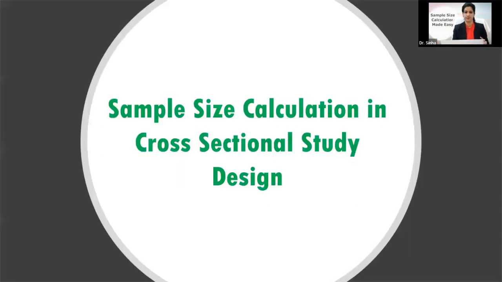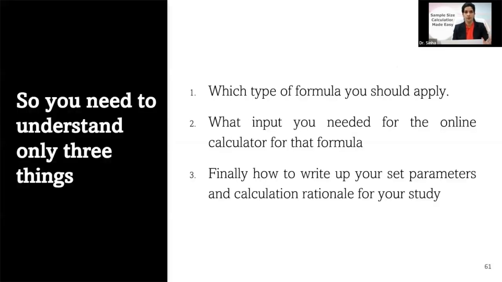Up to you. So now, we have seen all the 6 steps. Now we'll see the sample size calculation in the cross-sectional study design. Before we go to demonstrate, the first and most important thing is which formula you should apply. Although we will show you, we are not doing a manual calculation. We are using the calculation which is already there in a statistical software. Second is what formula we need to put, and the third is how to write up, because write-up is very important.